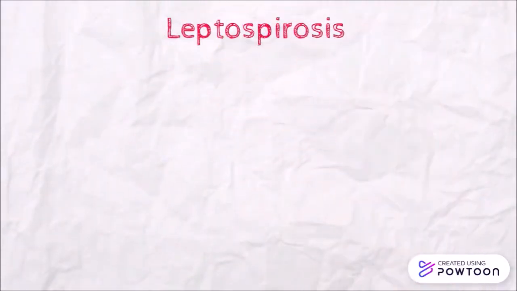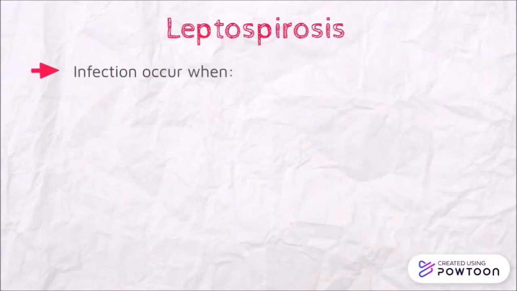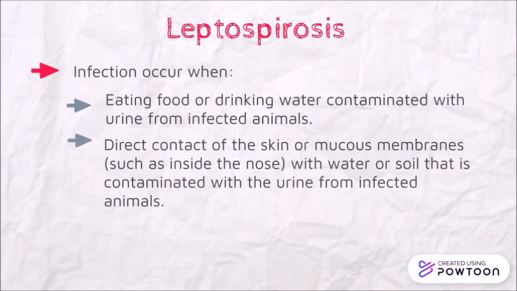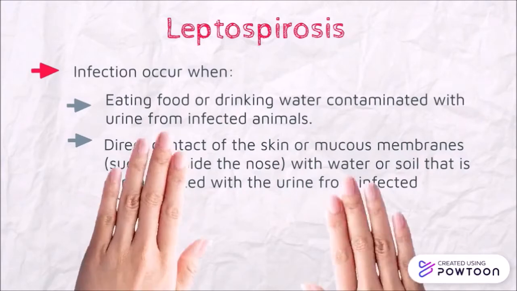Next is leptospirosis. The infection occurs when eating food or drinking water contaminated with the urine from infected rodents, or through direct contact of the skin or mucous membranes, such as inside of the nose, with water or soil that is contaminated with the urine from infected rodents.